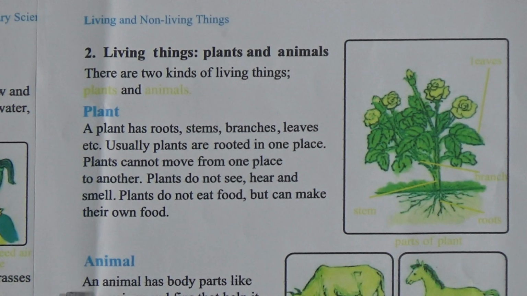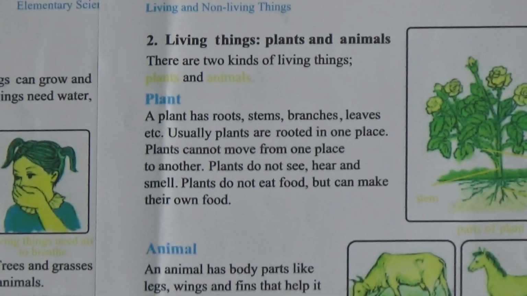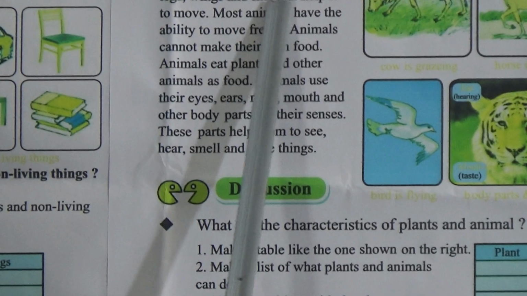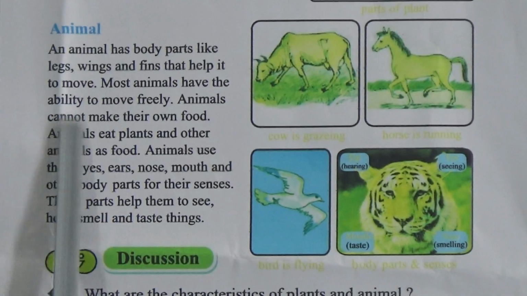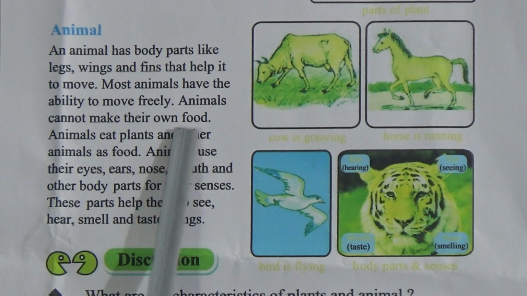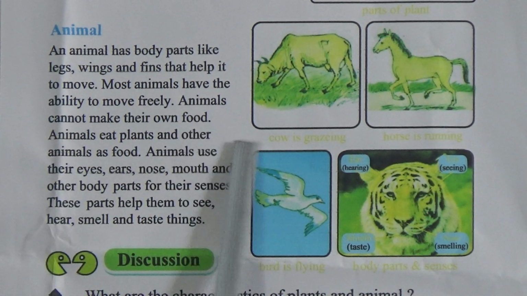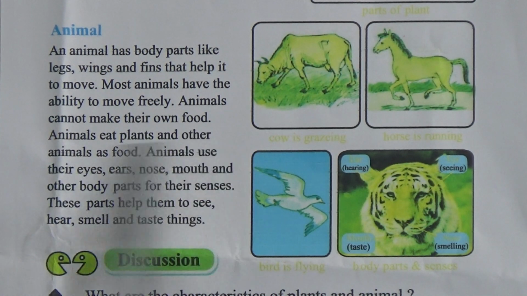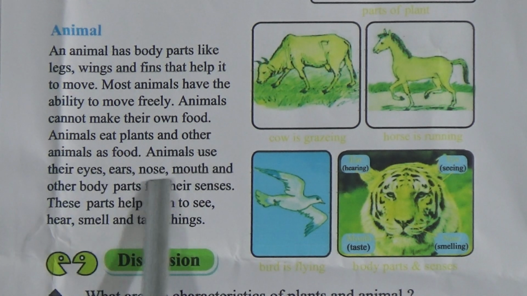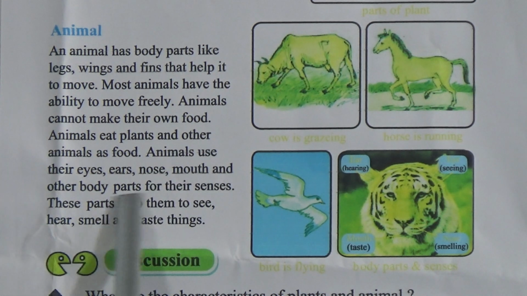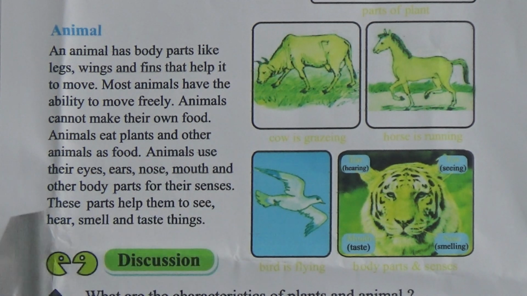Now come for the animal. An animal has body parts like legs, wings, fins that help it to move. Most animals have the ability to move freely. Animals cannot make their own food. Animals eat plants and other animals as food. Animals use their eyes, ears, nose, mouth and other body parts for their senses. These parts help them to see, hear, smell and taste things.